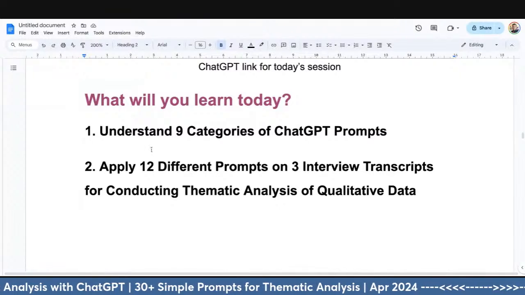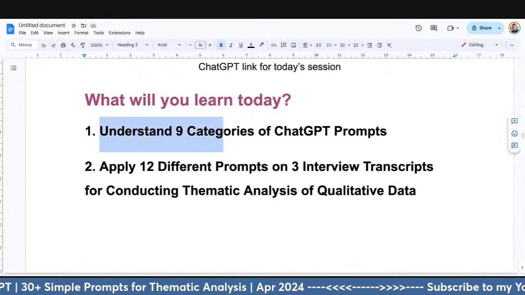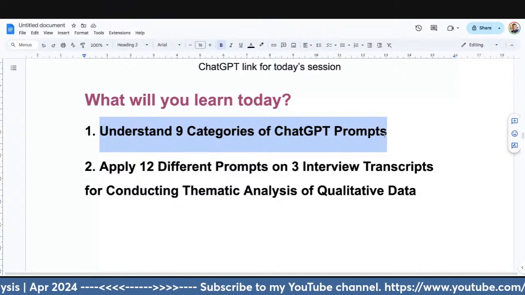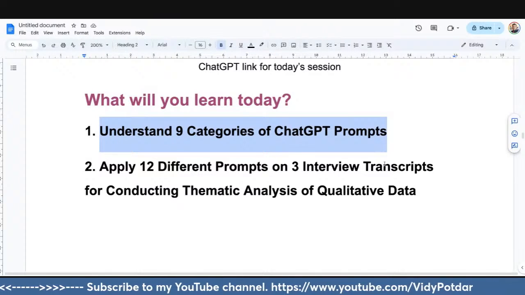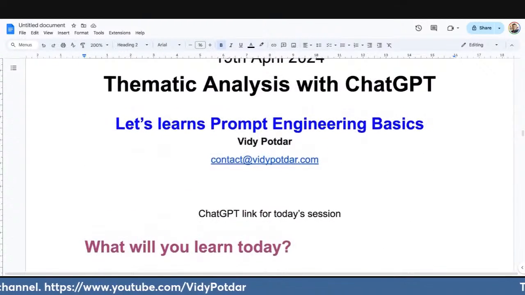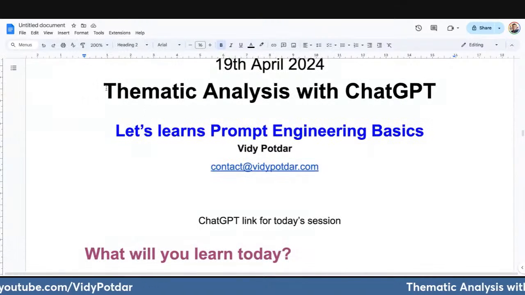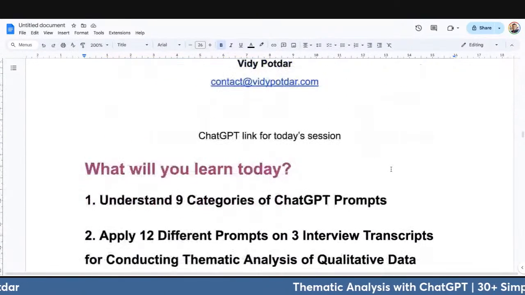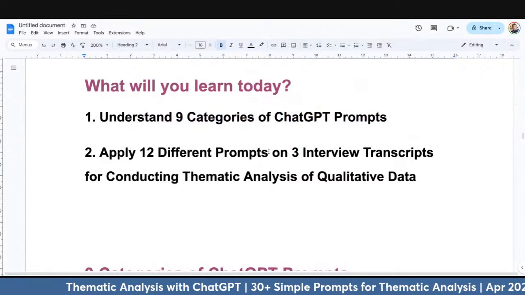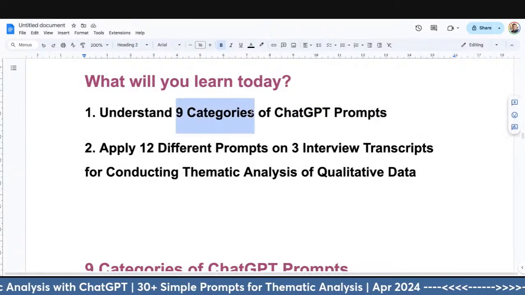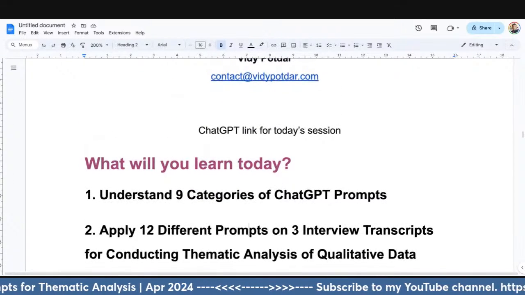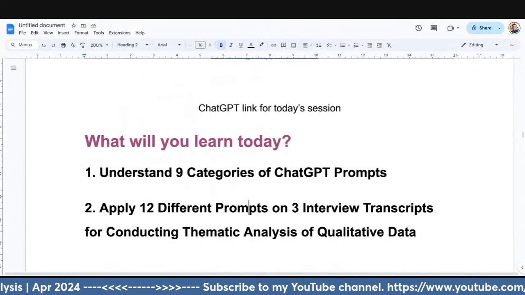One is understanding the 9 categories of ChatGPT prompts. When some of you were asking me to do a session on prompt engineering, I thought I would do something that is applicable to this topic that we are doing today, which is thematic analysis. So we will be learning 9 different categories of prompts, and out of those 9 categories, there will be 6 that are applicable to thematic analysis. So we will look at that.